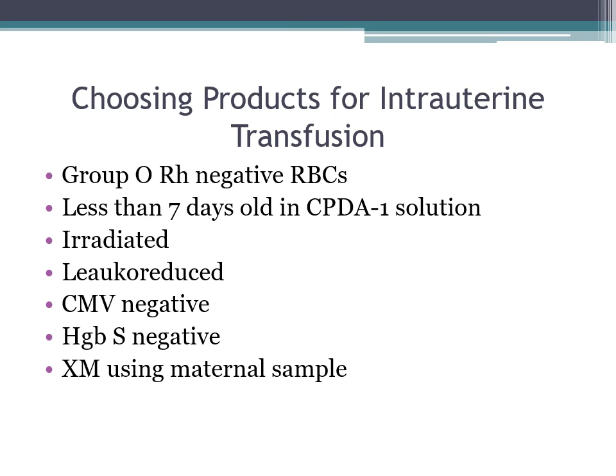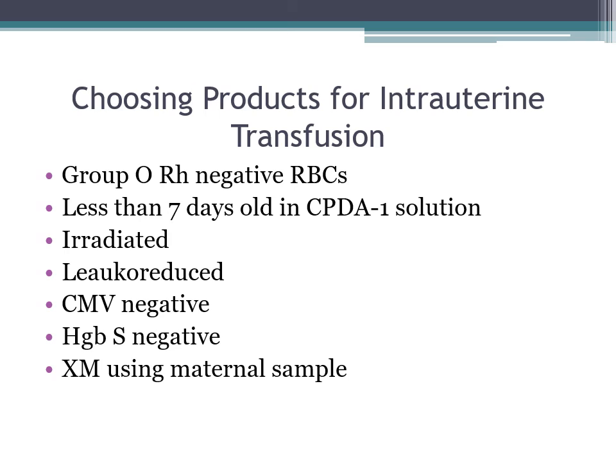So if we need to do an intrauterine transfusion, they want to select specific products usually for this. So normally, Group O Rh-negative RBCs, universal donors, especially for babies. We want them as fresh as possible, and most places like them to be in a CPDA1 solution.